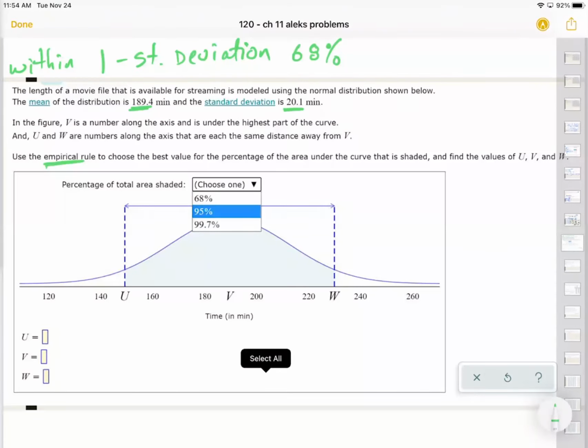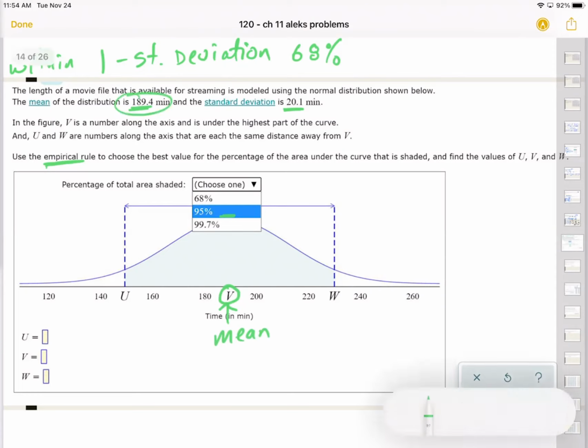So first of all, what is V? If V is the highest, reminder, what is the highest? The highest item is your mean. So the V value is easy. The V value is whatever your mean is. So in this case, my mean is 189.4, right?